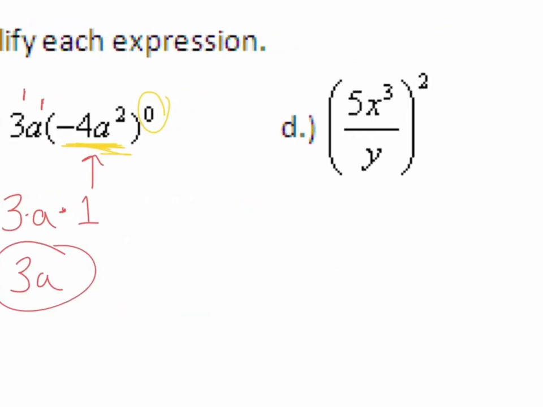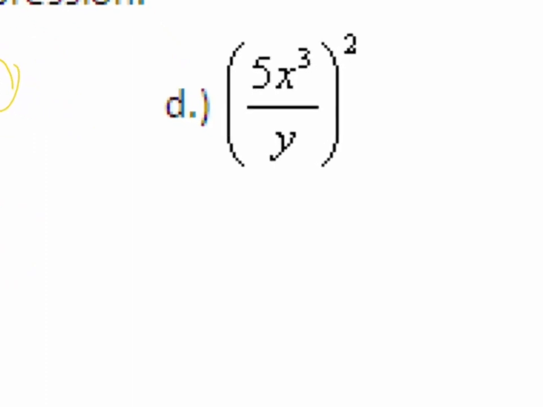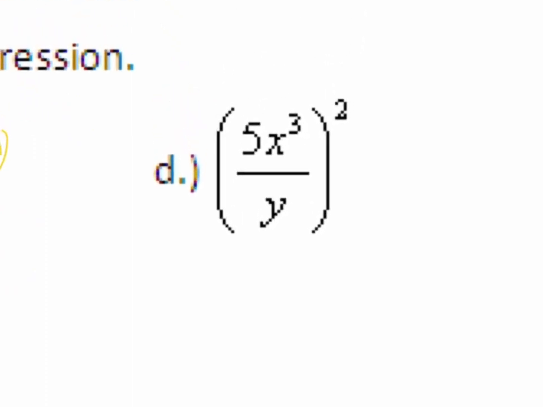Okie doke. Last one in that row. So I have 5x to the third over y, and then that's squared, right?